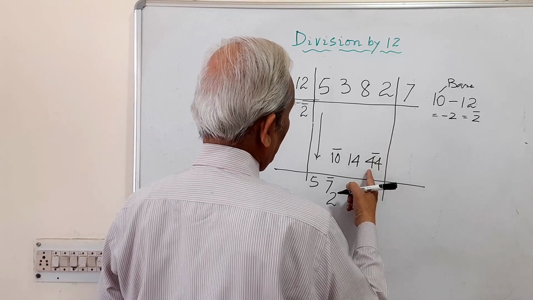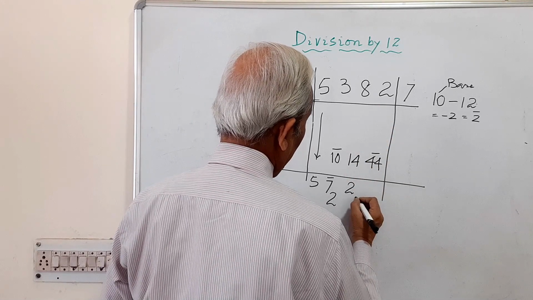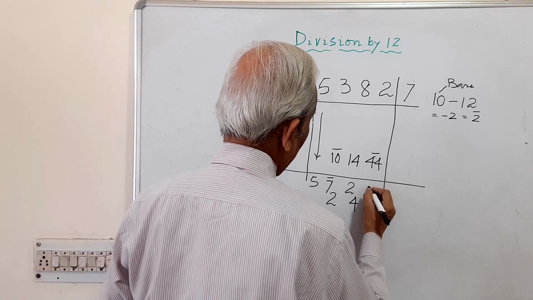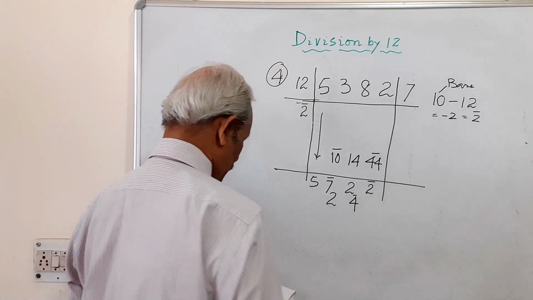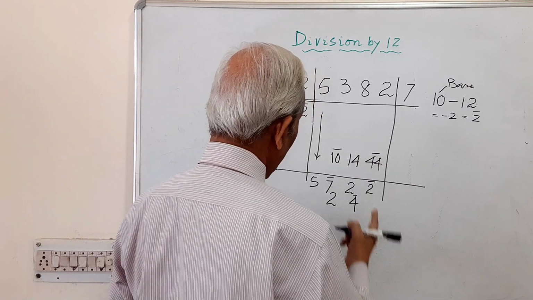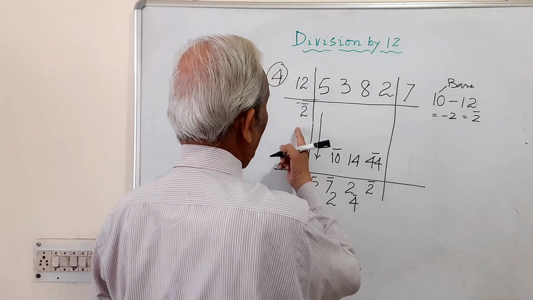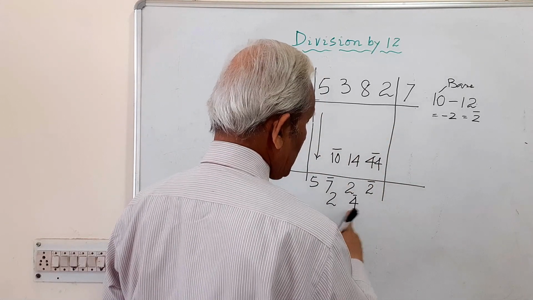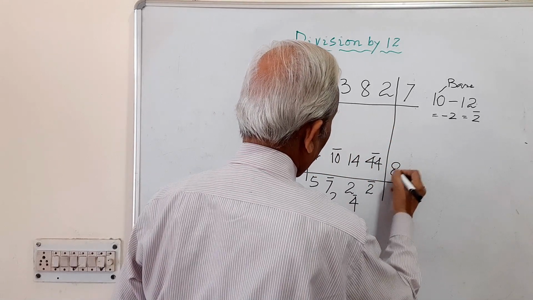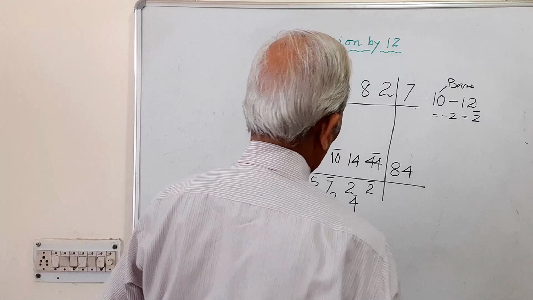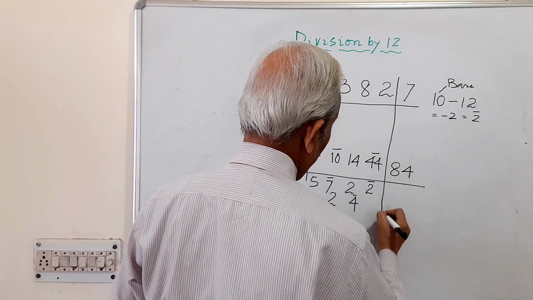2 and 44 bar is 42 bar. Write down 4 here and 2 here. 2 bar, 4 bar, 42 bar. And then 42 bar into 2 bar is 84. Minus 42 into minus 2 is plus 84. 84. Now let us simplify it.